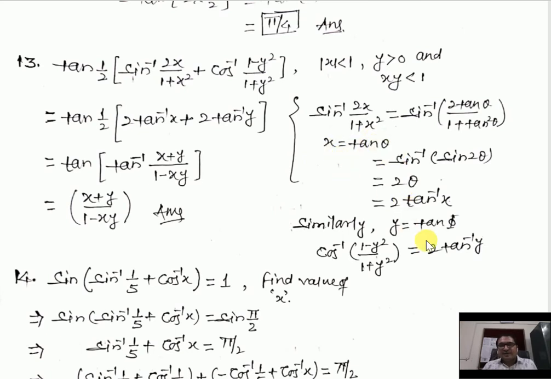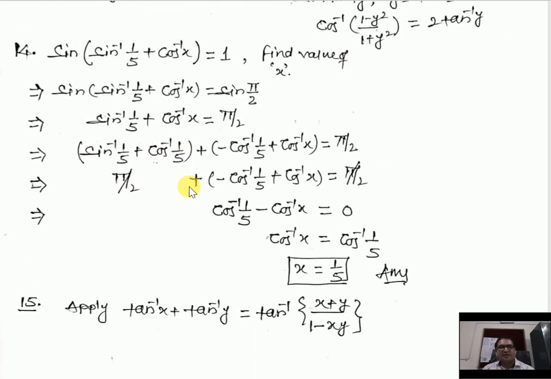So similarly for the second term also, cos inverse of 1 minus y square upon 1 plus y square. The reason is that 1 minus tan square theta upon 1 plus tan square theta is equal to cos 2 theta. So similarly you will get 2 tan inverse y, and then taking 2 common, 1 upon 2 into 2 gets cancelled, tan inverse x plus tan inverse y. Again you have to convert into a single term, so apply the formula, tan inverse of x plus y upon 1 minus x y, and tan inverse eliminated, x plus y upon 1 minus x y.